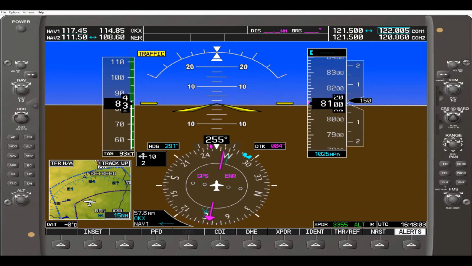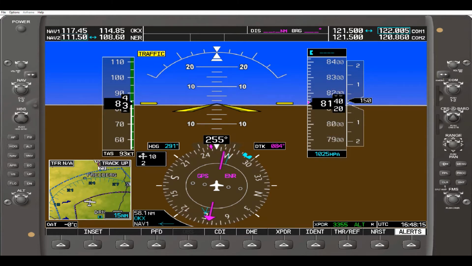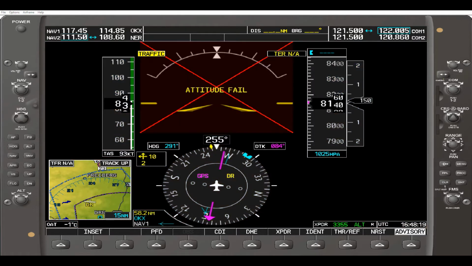In this video, you will see how different failures of systems and instruments are displayed in the G1000 avionics. First of all, we'll demonstrate the failure of the attitude indicator. In case you have a failure of the attitude indicator, this is how it would look. So you see, basically the philosophy is that always the instrument is removed, and instead of the instrument you see a big red X.